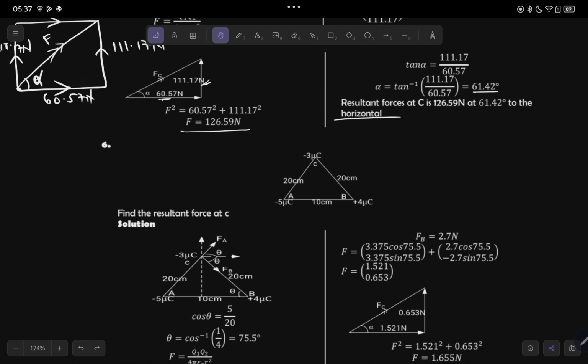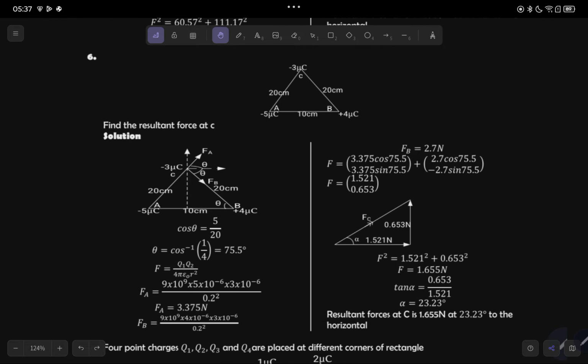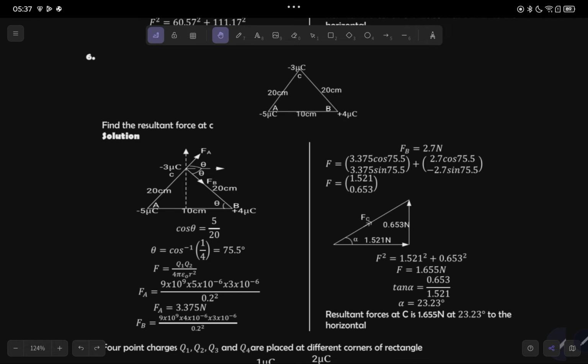Let's proceed to example number 6. Example number 6, this time is a triangle, but still we shall work it out using the same idea as number 5. Now this time the triangle has two sides equal, 20 centimeters, isosceles, and the base of 10 centimeters. It has the charges A, B, and C as indicated, and they're asking us to find the resultant force at C.